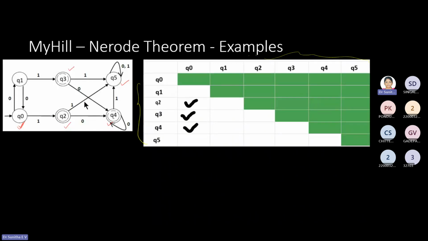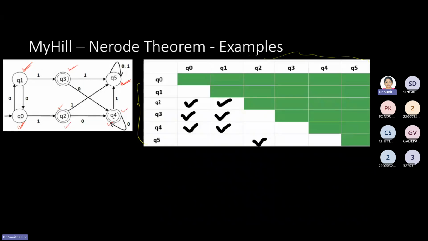Then go for the combinations of Q1. Q1, Q2. Q1 is not final, Q2 is final, so we can mark it. Then Q1, Q3. Q1 is not final, Q3 is final, so we can mark. Then Q1, Q4. Q1 is not final, Q4 is final, so we can mark it. Q1, Q5. Both are not final, so we cannot mark it.